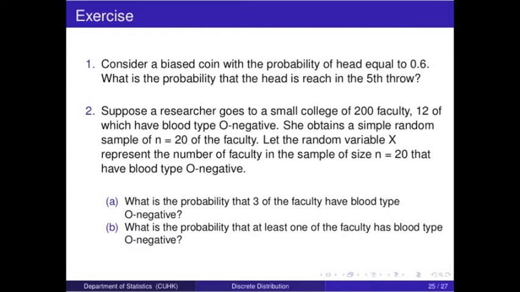Here are exercises related to geometric distribution and hypergeometric distribution. Try to finish them to see how well you understand the topic. This is the end of the tutorial.